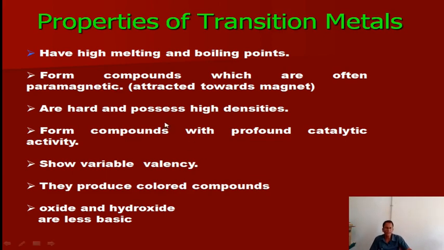Again I am repeating the properties of transition elements. They have very high melting and boiling points. They show very good magnetic behavior, paramagnetic and diamagnetic, very high density, and they are very hard. They behave as very good catalysts, and their compounds also act as catalysts. They show variable valency, more than one valency. They produce colored compounds, and their oxides and hydroxides are less basic compared to S block elements. So these are the very important characteristics of transition metals. These are the D block elements.